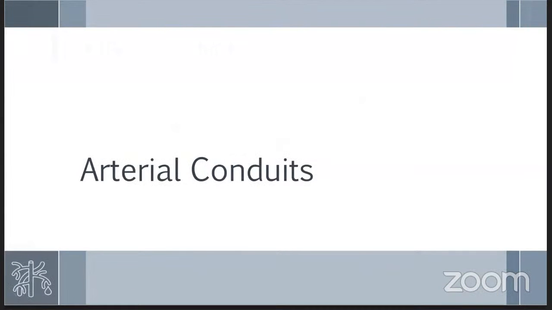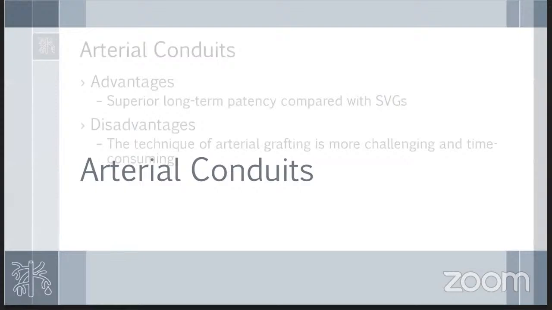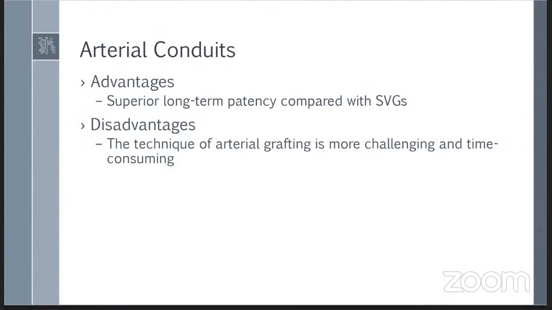Regarding the arterial conduit, it has advantages, which is the superior long-term patency compared to the saphenous vein grafts. The patency rate for arterial graft in 10 years is around 98%. The disadvantage is the technique for arterial grafting is more challenging and time-consuming. Also, the harvesting techniques.